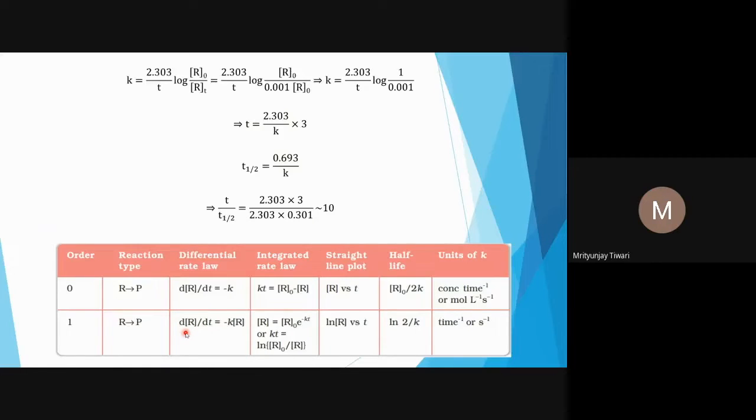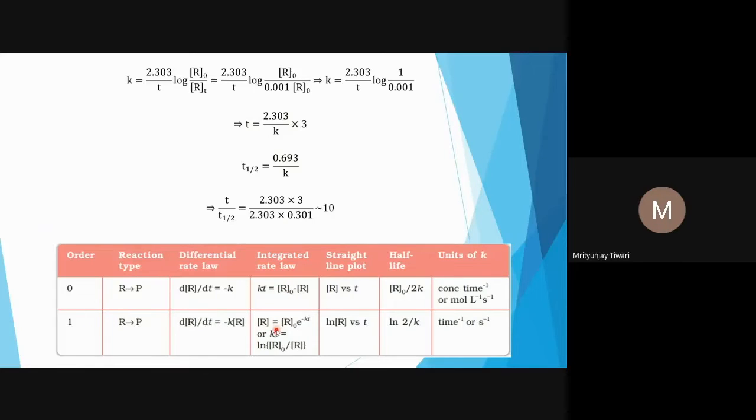So, we can start with the zeroth order: minus d[R]/dt is equal to k [R] to the power 0. For the first order reaction, minus d[R]/dt will be equal to k [R] to the power 1, where the power 1 is not shown here. So, d[R]/dt is equal to minus k [R]. On integrating this equation, we can obtain the integrated rate law, and this integrated law we obtained earlier as [R] naught is equal to [R] plus kt, or kt is equal to [R] naught minus [R]. So, this is the integrated rate law for the zeroth order reaction.